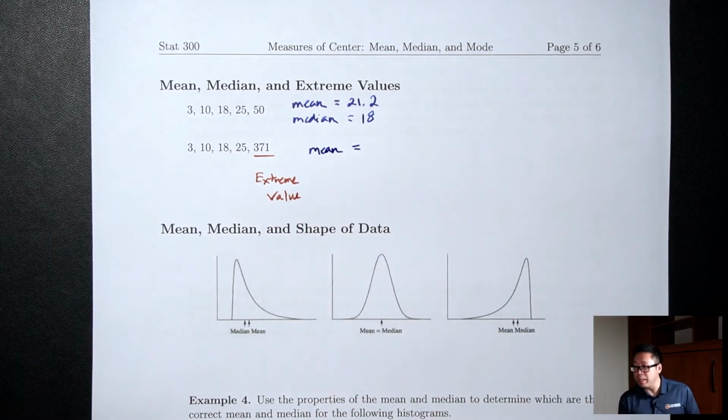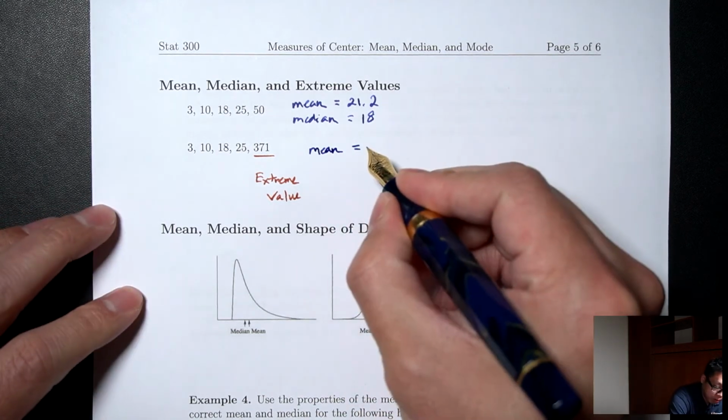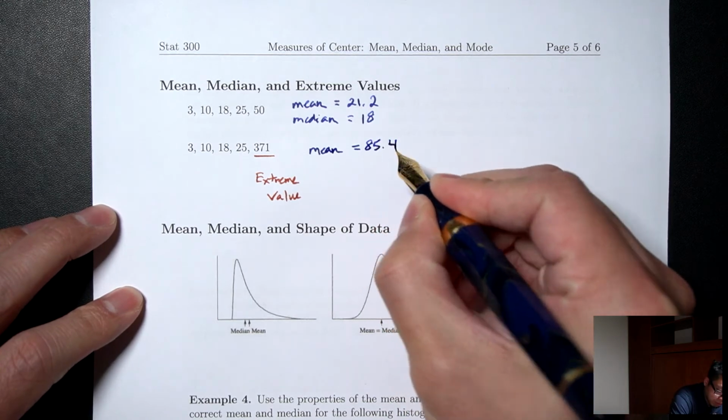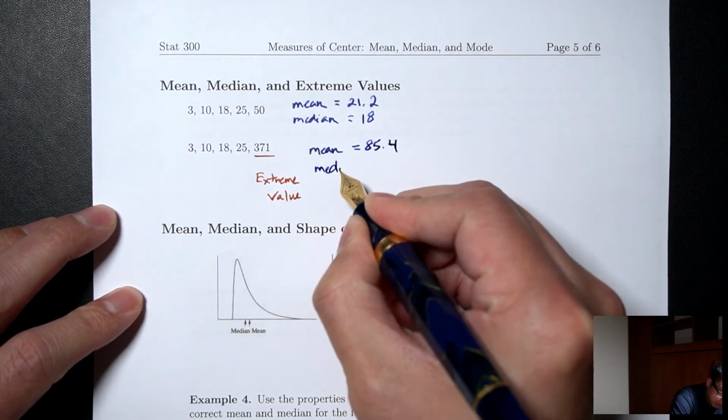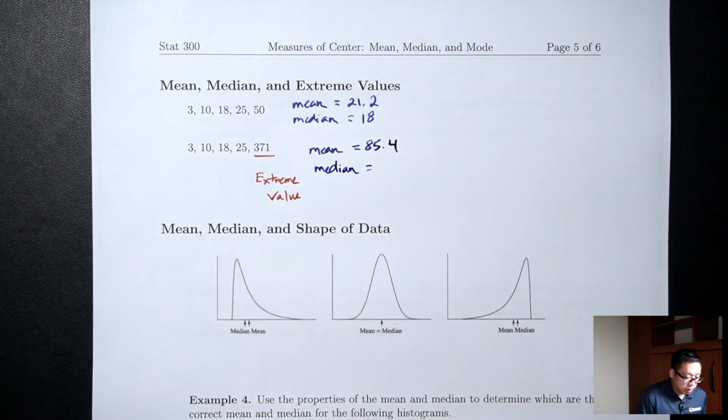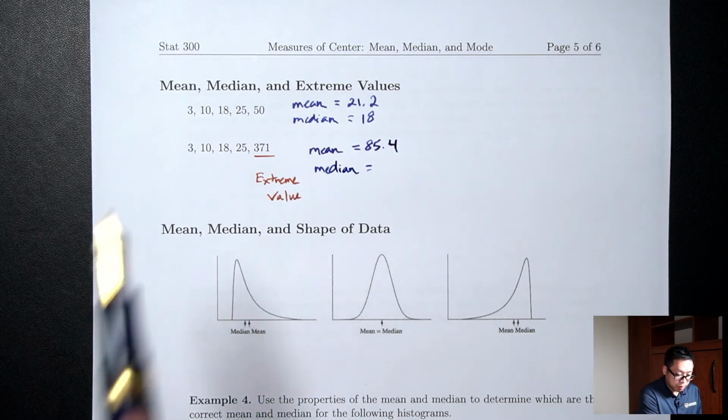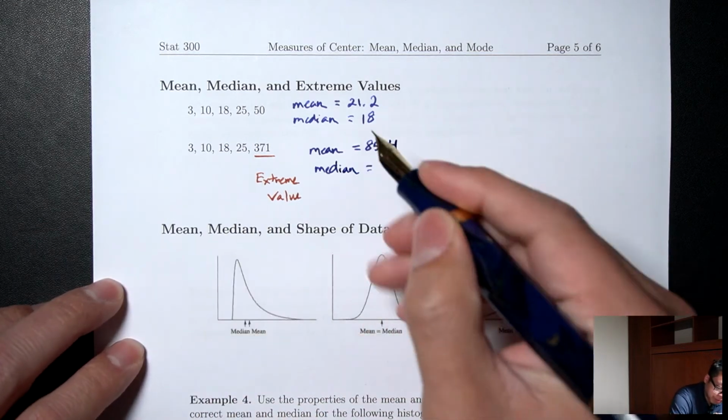And I will tell you that the mean is 85.4, and the median, the numbers are in order still. So the median is the number right smack in the middle, which is still 18.